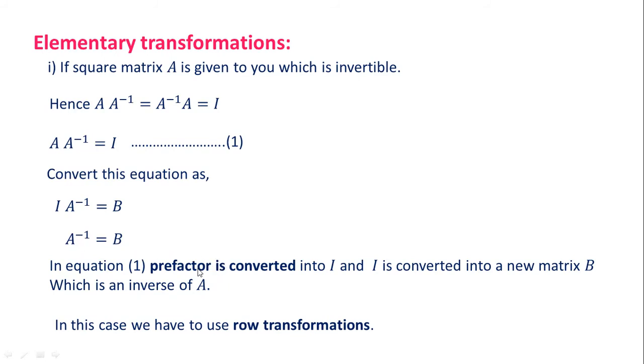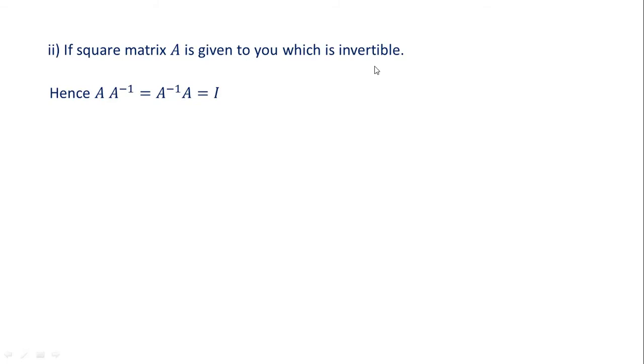Okay. In our last lecture we have discussed that whenever you want to change the prefactor, then use row transformation. Just we apply here to get the inverse. Now consider another case. Again same, if square matrix A is given to you which is invertible, means inverse exists, then we know this equation. And now if you start with this equation to get the inverse, if you write A inverse into A is equal to I, say this is equation 1, then how will you get the A inverse here?